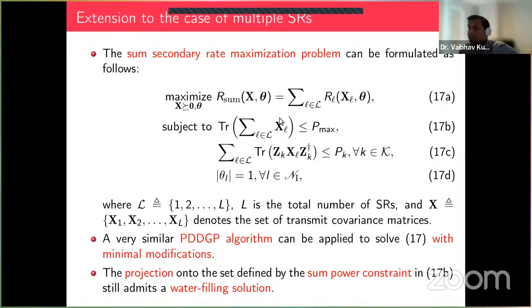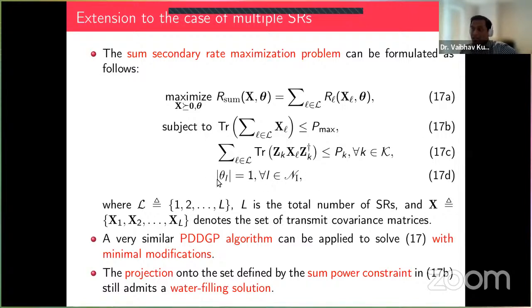In this case, we have to do multiple transmit beamformers. So the trace of all of the transmit covariance matrices should be less than Pk. Similarly, the overall interference power at each of the primary receivers should be less than Pk, and this 17D is exactly similar to the previous one. So again, we formulate the augmented objective by taking 17C into the objective function, and then we keep 17B and 17D as they were in the previous case.